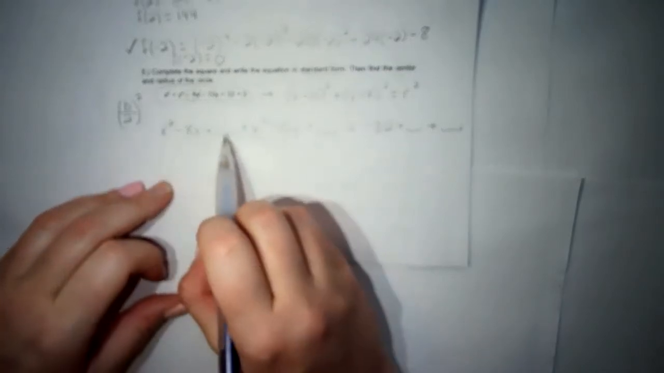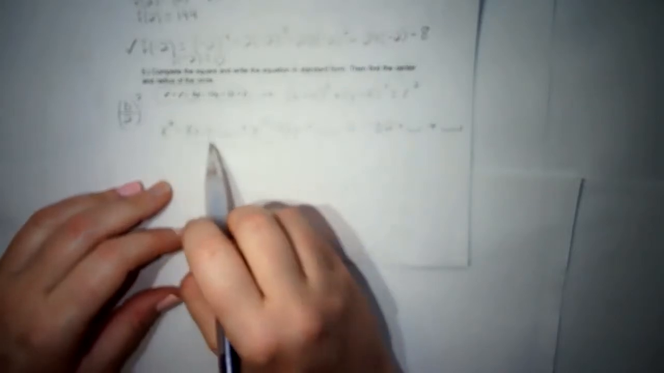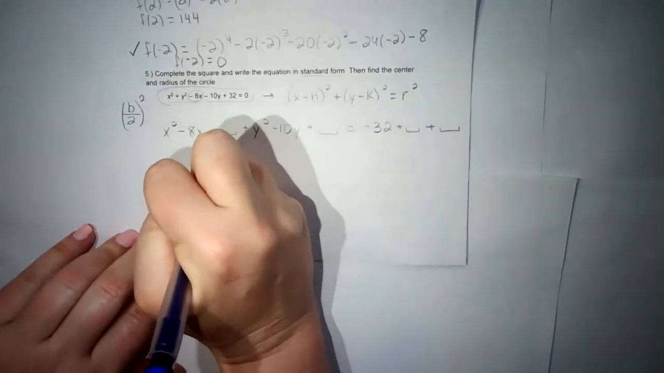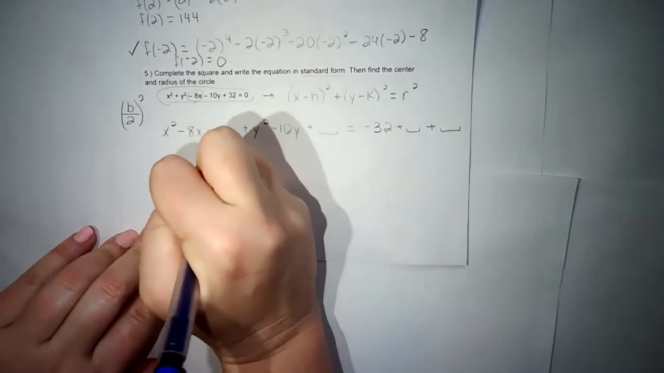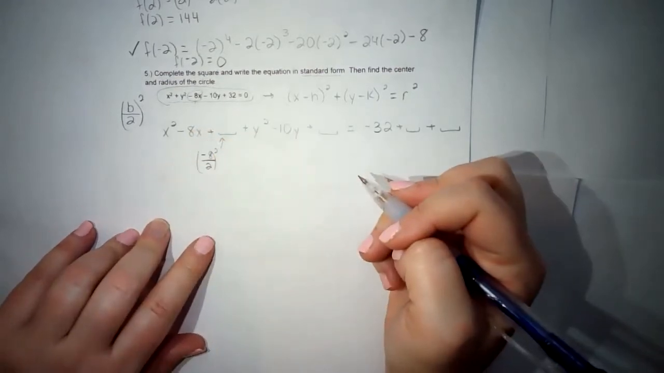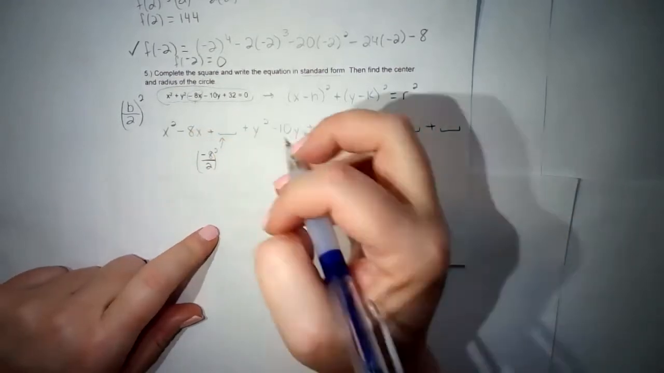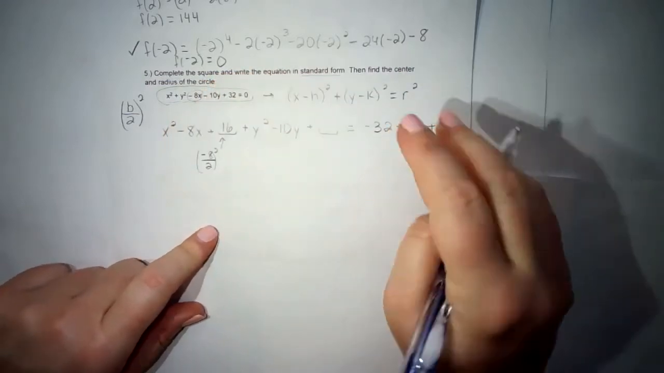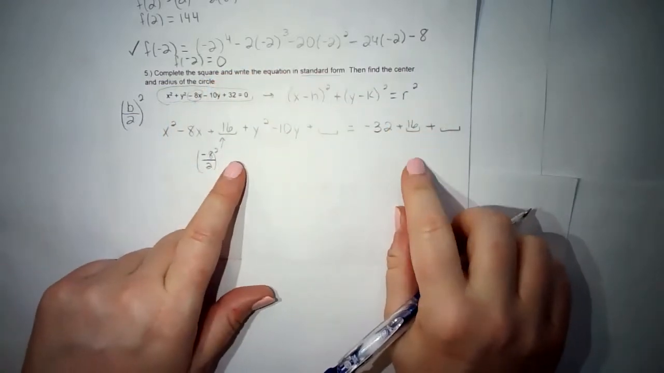Okay, so for the x blank, who's my b? -8. Okay, so -8 divided by 2 is going to be -4. -4 squared is 16. That's what's going to go in each first blank. Don't forget to put him over on the right.